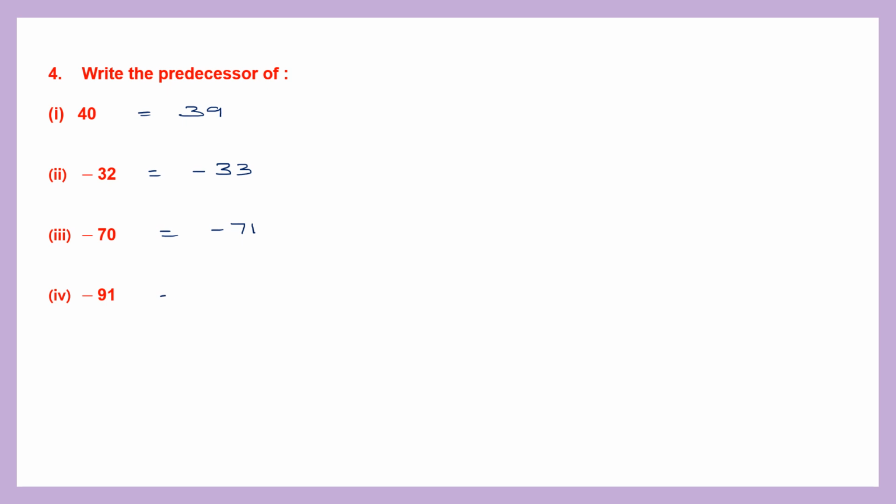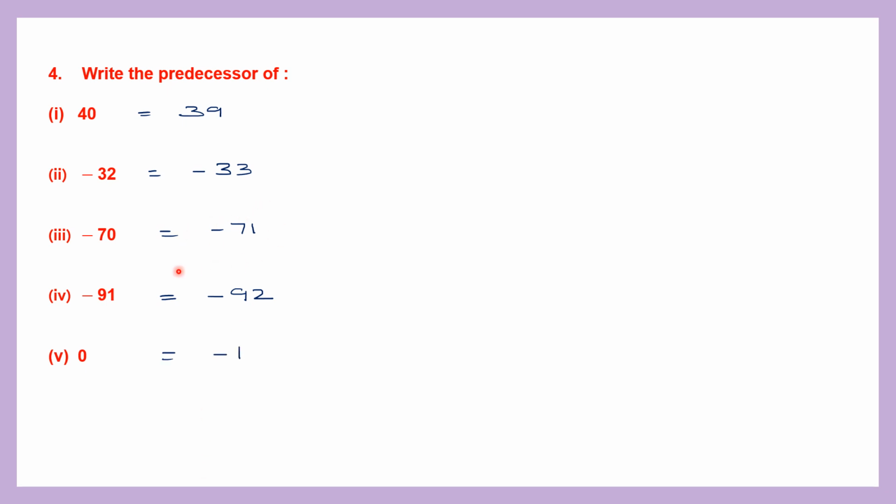Negative 91. What comes to the left of negative 91? Negative 92. Negative 0, we just have 0. What comes to the left of 0? Left of 0 is negative 1. So these are our answers.